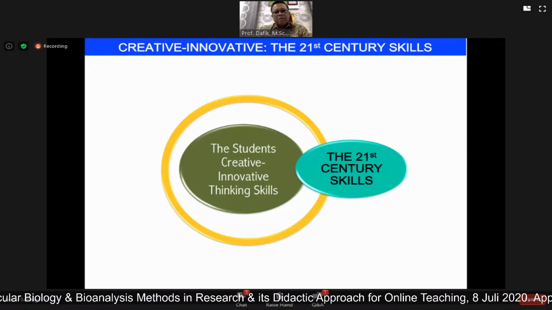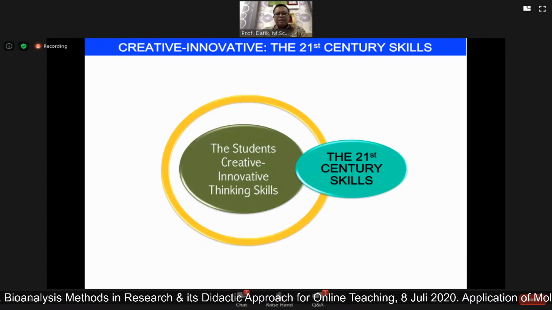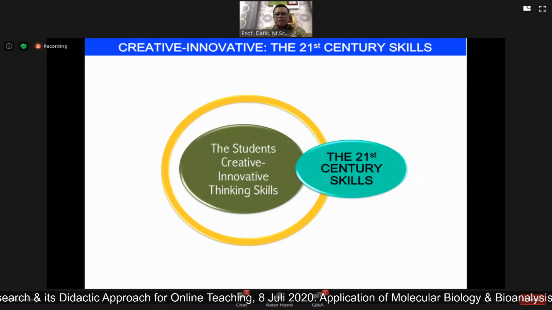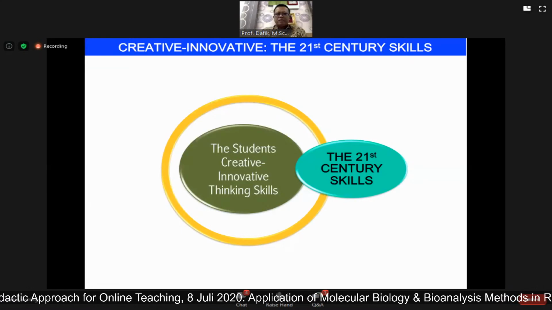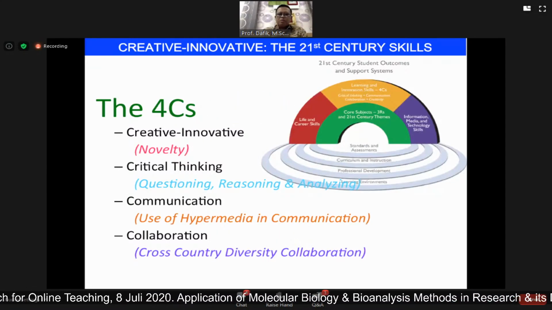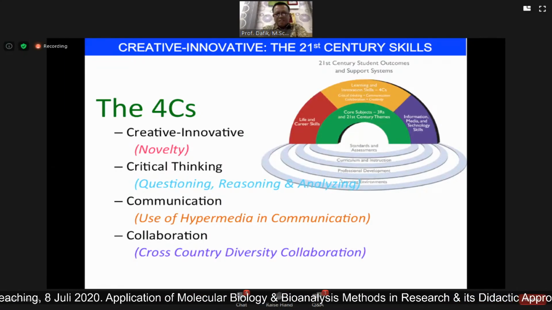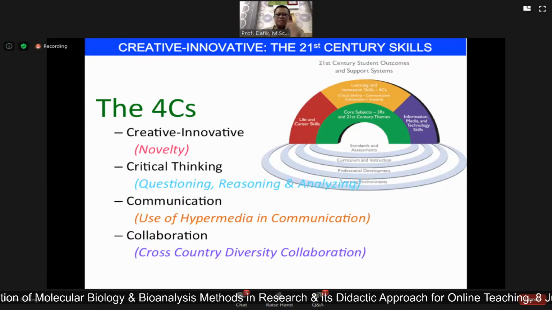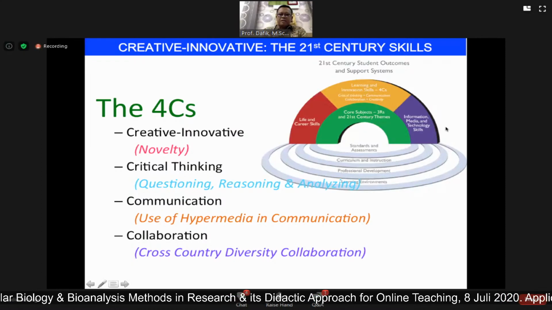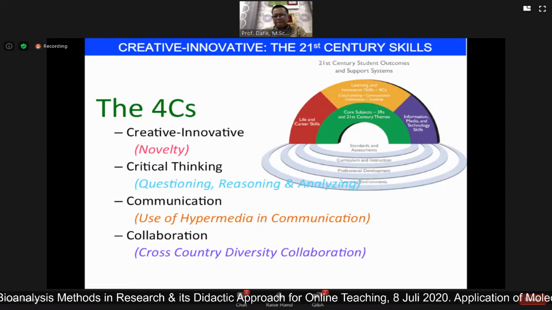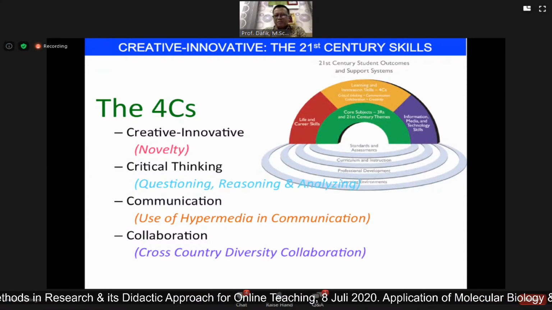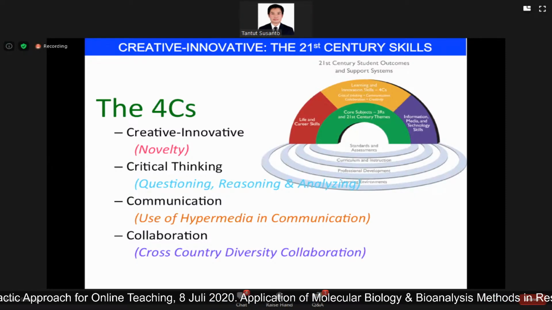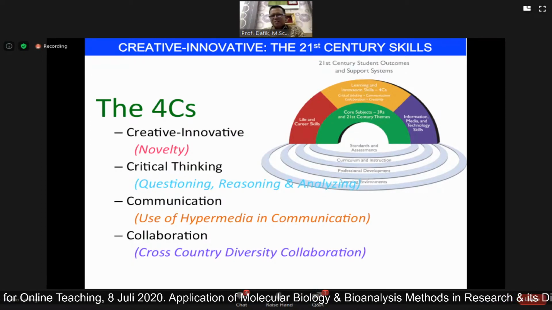Okay, back to our three elements. The first one is the student creative, innovative thinking skill. This skill is very much required in the 21st century era. To survive in daily life in this era, people should have at least the 4 C's. What do we mean by 4 C's? The first C is creative, innovative. The second C is critical thinking skill. The third C is communication, and the fourth C is collaboration. People who have these skills can survive in daily life.